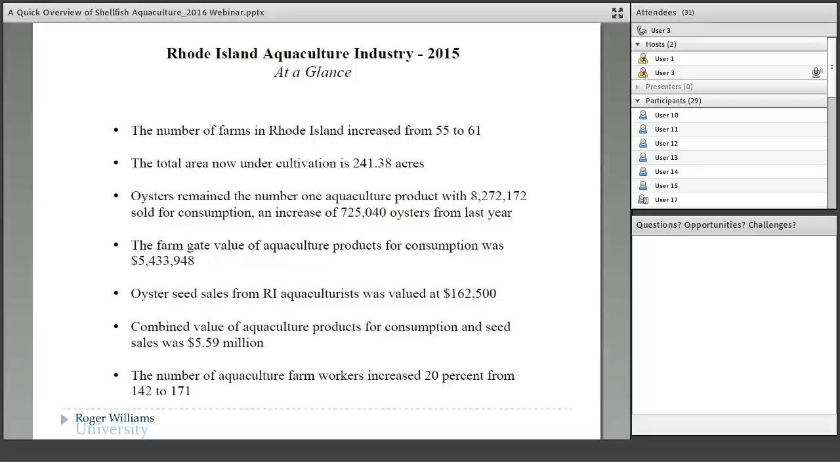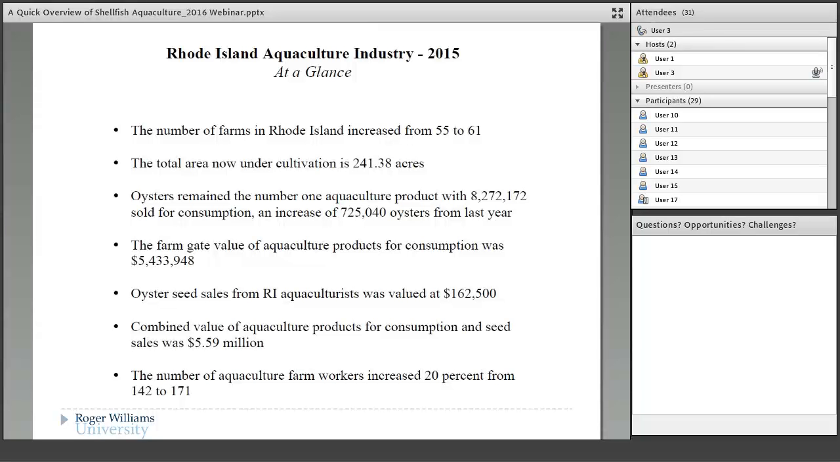So where do we stand today? This is the Rhode Island aquaculture industry at a glance. This is from a report that's put out annually by the Coastal Resources Management Council and the aquaculture coordinator, Dave Beutel. And we can see that in 2015, our number of farms had increased to 61 farms that encompassed a little over 241 acres.